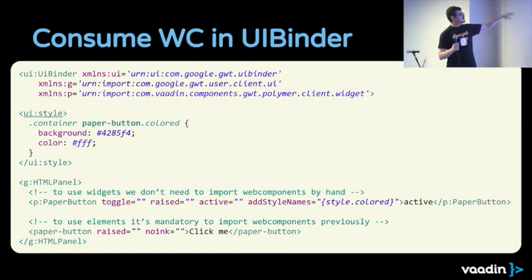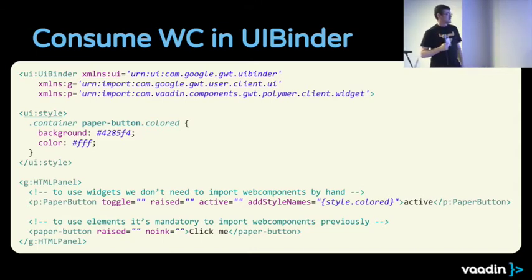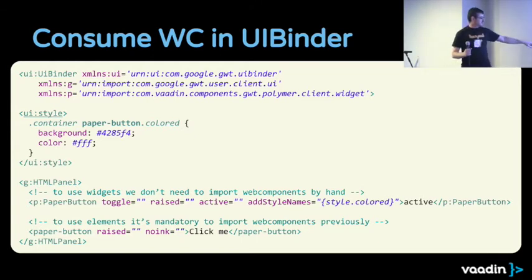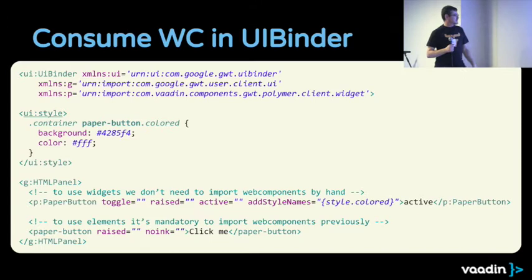Also, you can consume web components in the UI binder. So you can use the Polymer elements widgets with the traditional annotation, okay, and set all the properties that it exposes. But also you can use it just as an element. The advantage of doing that is that our Polymer library is going to take care of imports. But if you use this, you have to put the imports in your hosted page.